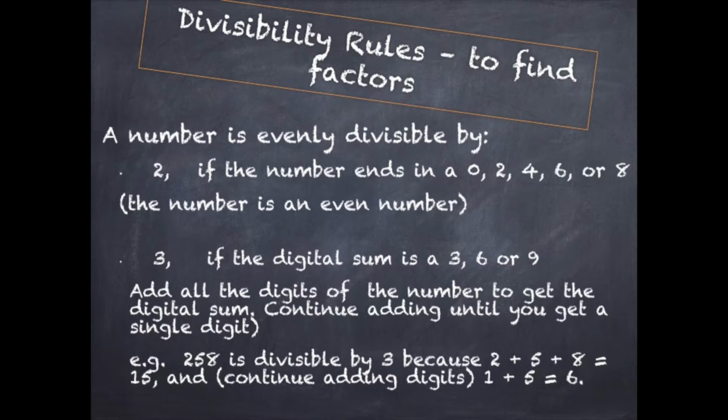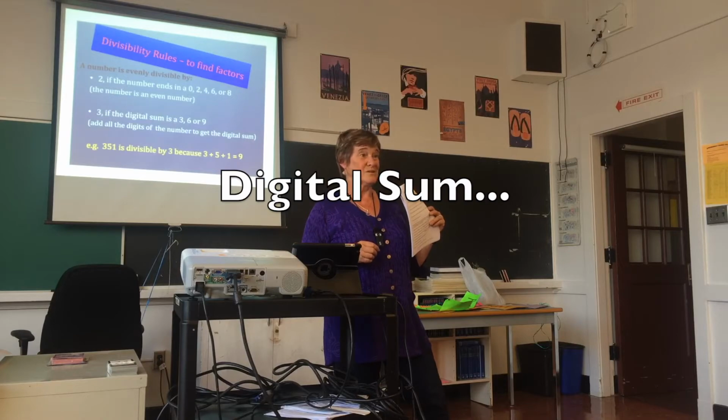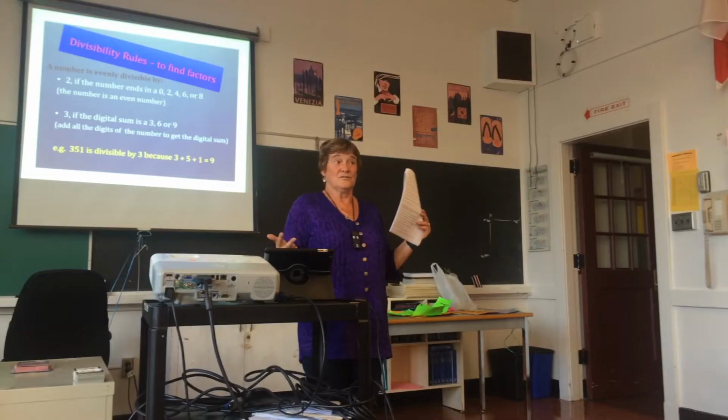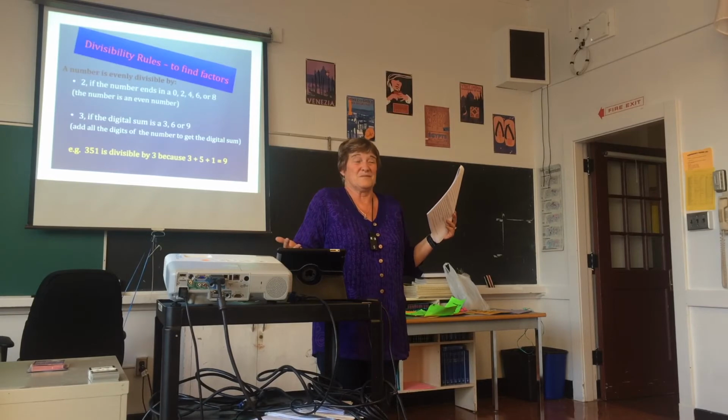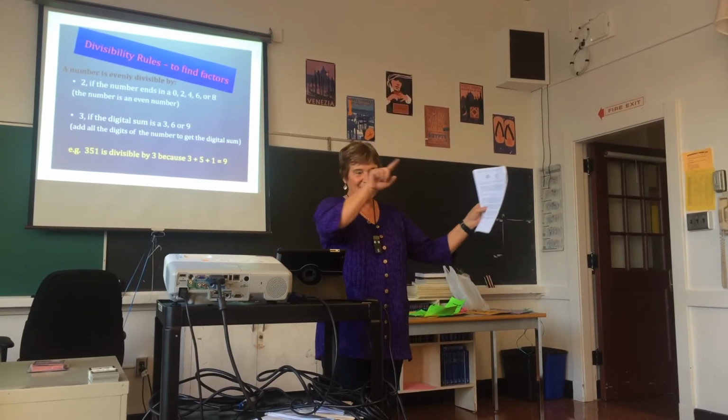2: a number is divisible by 2 if it ends in a 0, 2, 4, 6, or 8. Have you heard of digital sum before? It's really cool. A number is divisible by 3 if when you add the digits together it is a 3, 6, or a 9. It's like a huge trick. The kids just embrace it. What? I can tell if 3 goes into a number by just adding the digits?